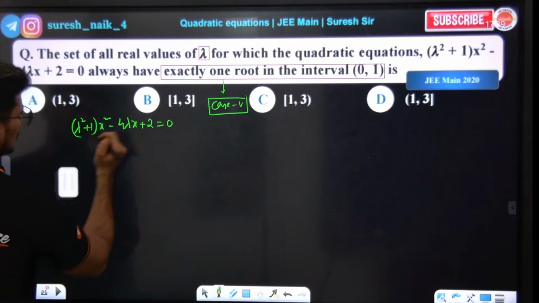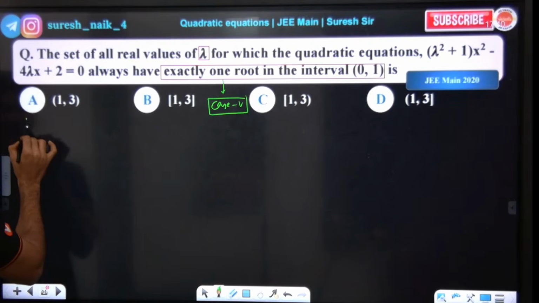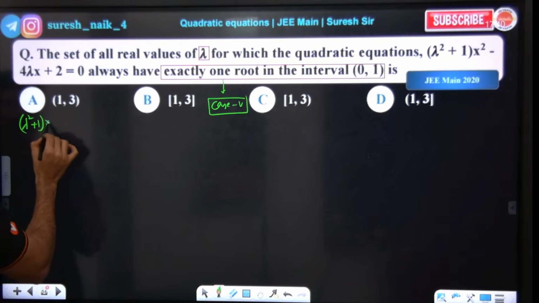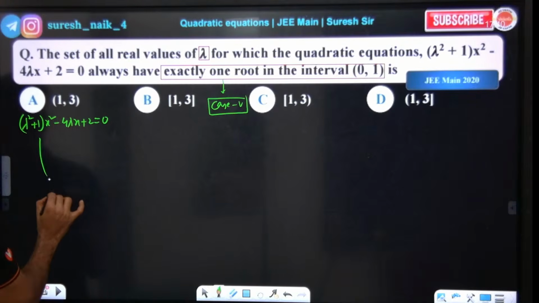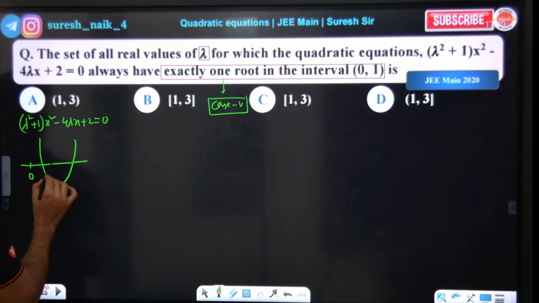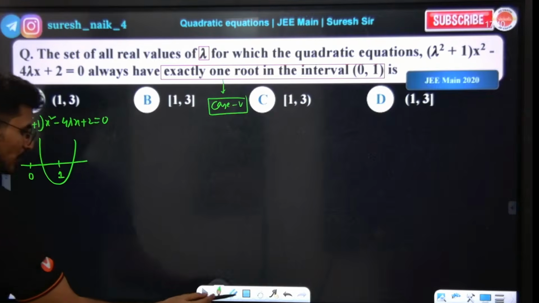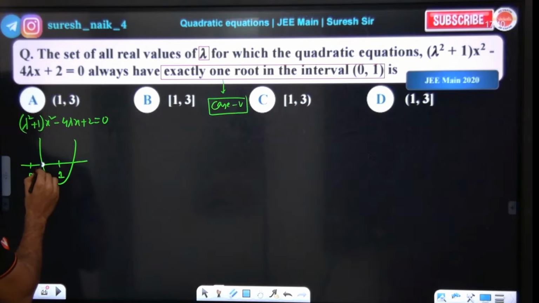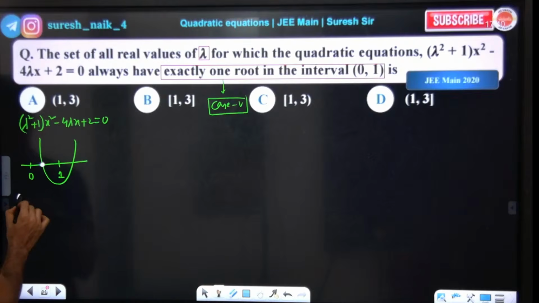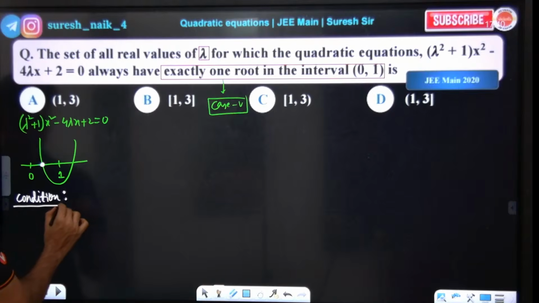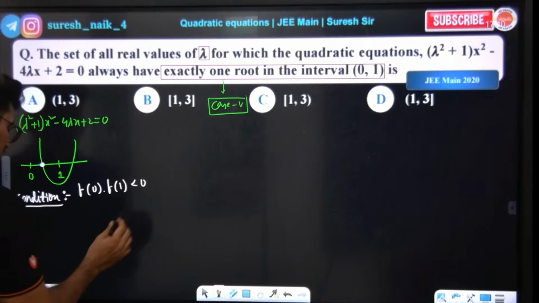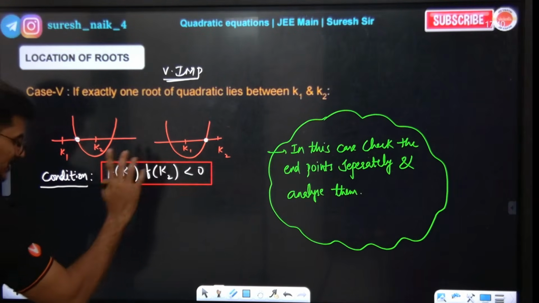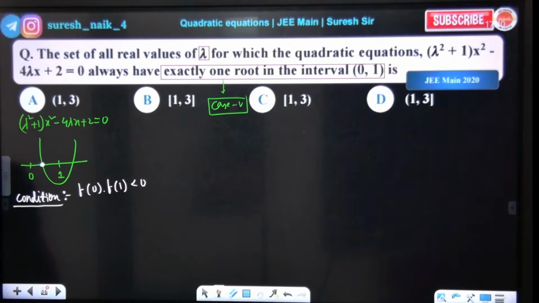Okay, so let me draw a rough sketch. I need a space for this question. Lambda square plus 1 into x square minus 4 lambda x plus 2 is equal to 0. So the graph will be like this. This is 0, this is 1. Exactly one root lies between 0 and 1, that is this. What is the condition for this? Look, the condition is f of 0 into f of 1 less than 0. It is enough to make f of k1 into f of k2 less than 0.